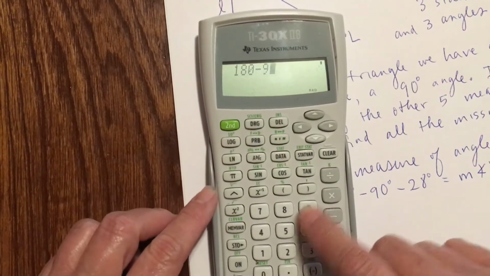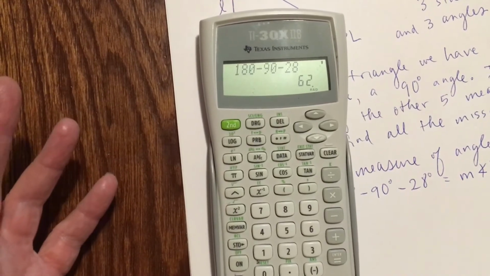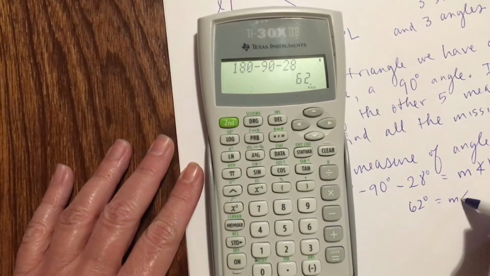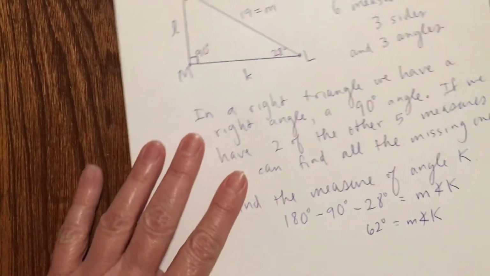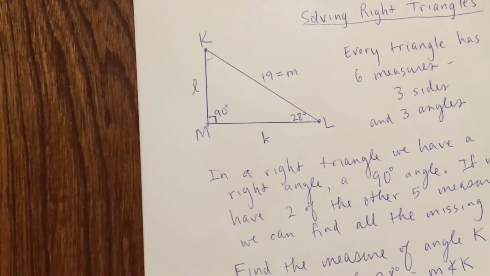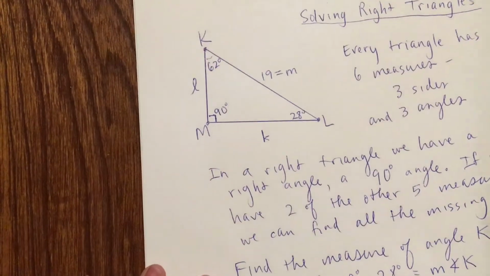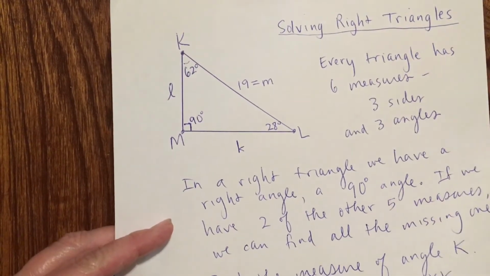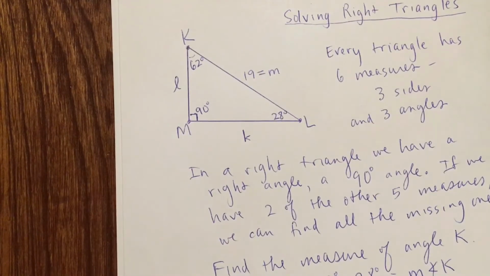180 minus 90 minus 28. 62 degrees. So the measure of angle K is 62 degrees. On my picture, I'm going to write that in there. K is 62 degrees.